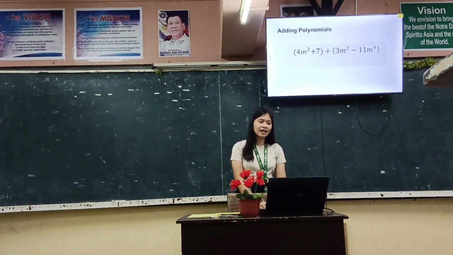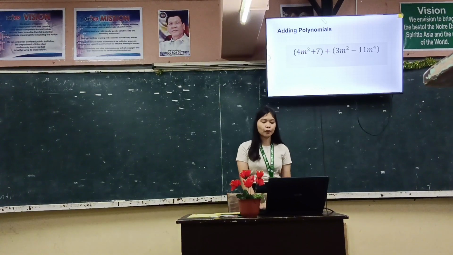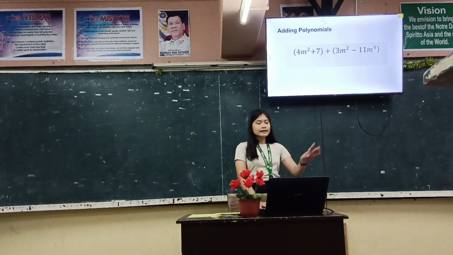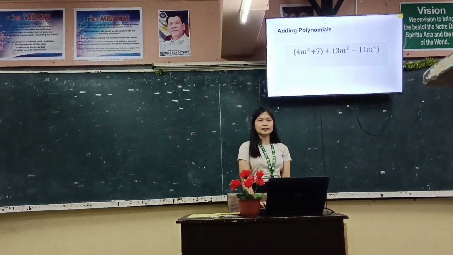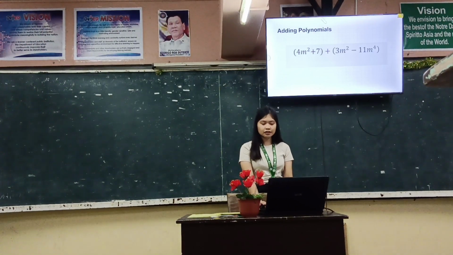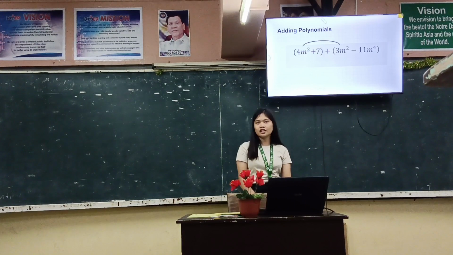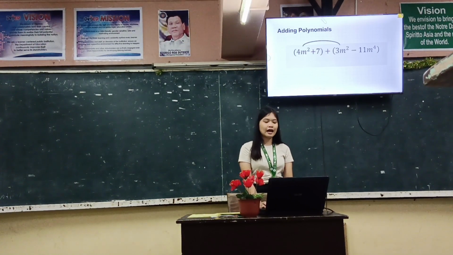First, let us have the adding polynomials example. We have here the quantity of 4m squared plus 7 plus the quantity of 3m squared minus 11m to the power of 4. So here we can see that the common terms are the 4m squared and 3m squared, while the 11m raised to the power of 4 and 7 are not like terms. So let's combine the like terms.